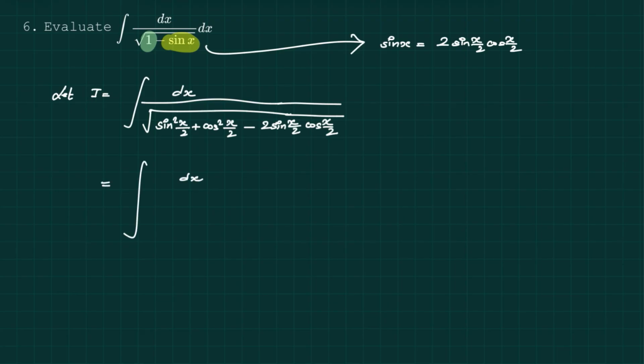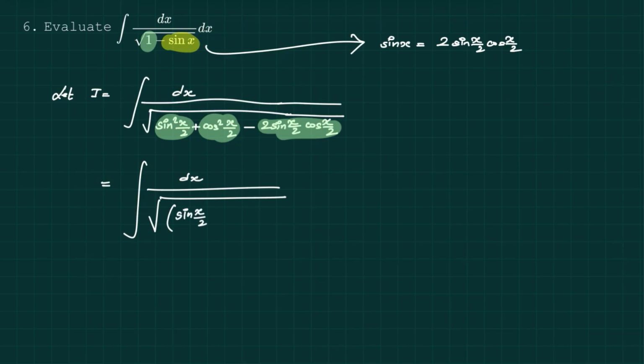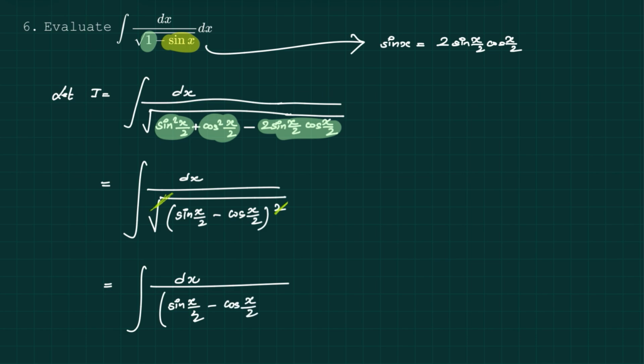So sin x is 2 sin x by 2 into cos x by 2, equals integration of dx over square root of, now here if you see, this is in the form of a square plus b square minus 2ab. So this is in the form of a minus b whole square. So here we can write a, which is sin x by 2, minus b, which is cos x by 2 whole square, and here we can cancel this square with the square root. Then we will have I equals integration of dx over sin x by 2 minus cos x by 2.